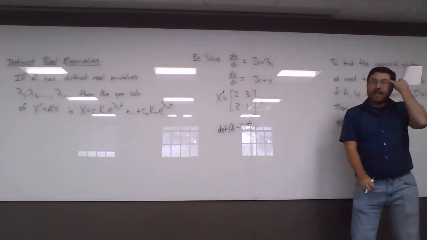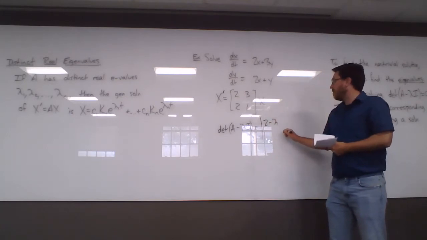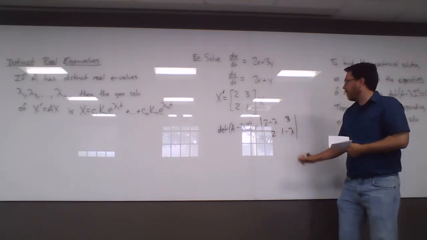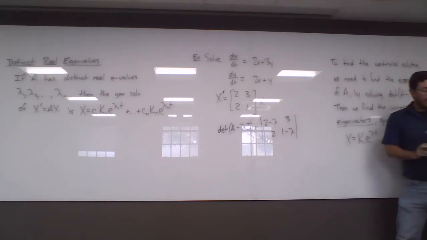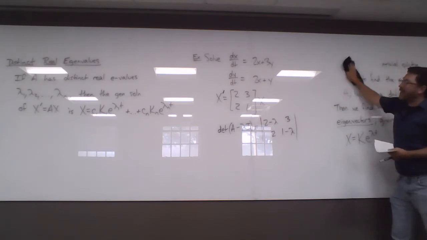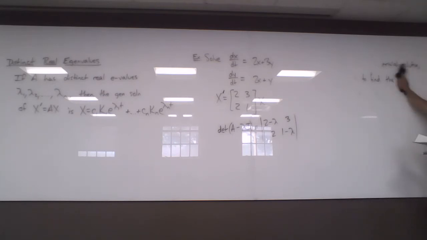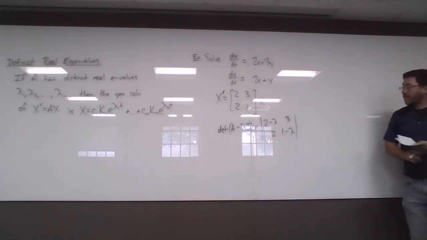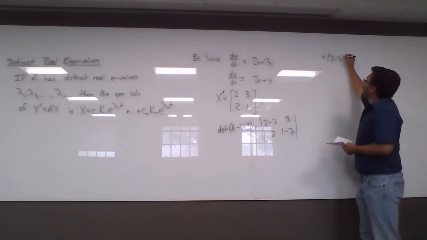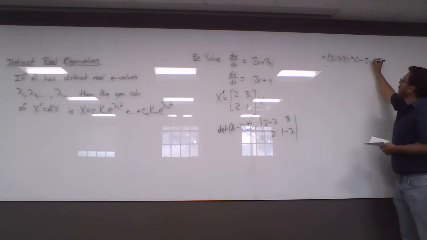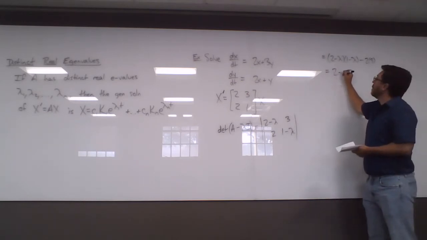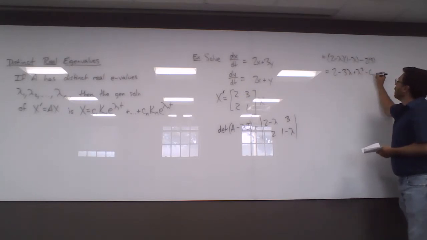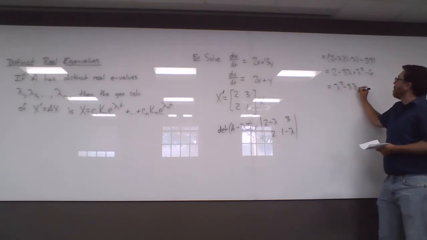So the determinant of A minus lambda I in this case is the matrix with 2 minus lambda, 1 minus lambda, 3, 2. I'm just going to evaluate that: A times D minus B times C. So that's going to give me 2 minus lambda times 1 minus lambda, and then minus 2 times 3. I end up with 2 minus 3 lambda plus lambda squared and then minus 6, or just lambda squared minus 3 lambda minus 4.